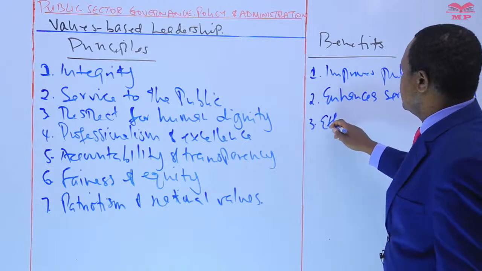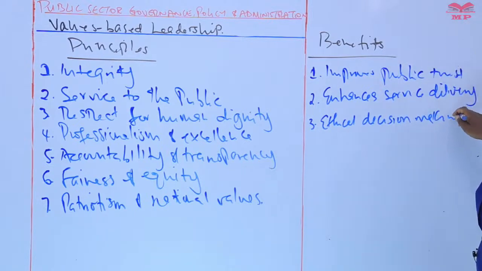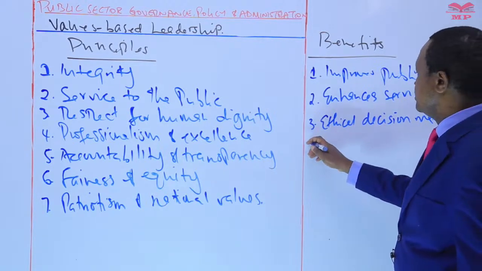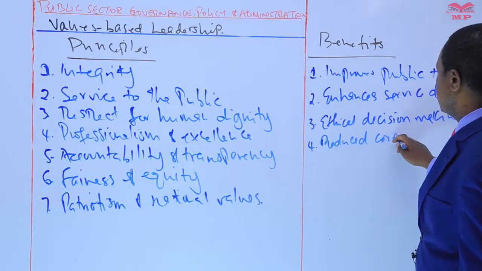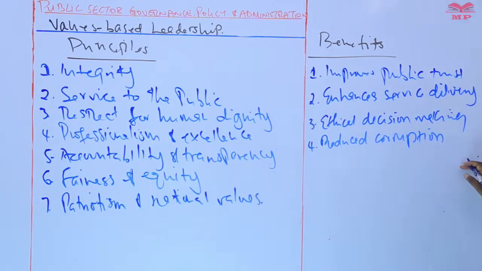Third, ethical decision making. Value-based leaders make decisions that are consistent with ethical principles and national values, promoting fairness, equity, and justice. It also leads to reduced corruption. A strong ethical foundation helps to prevent corruption and promote transparency in the public sector.